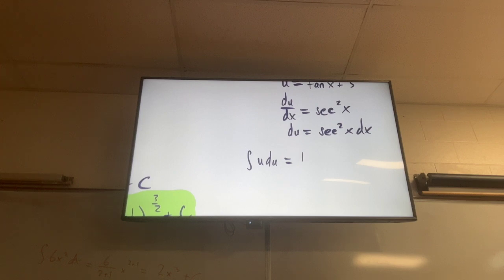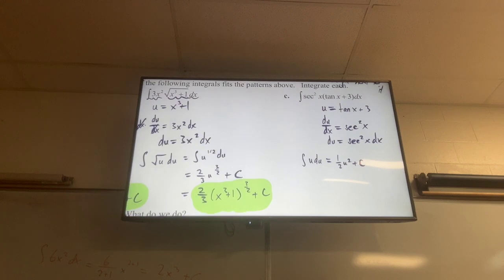If I use the reverse power rule, I get what? 1 is the derivative of u. What's the antiderivative of u? 1/2 u squared plus c. How did I just get u? This tan x plus 3 becomes just a u. And then the secant squared x and the dx become du. The 1/2 u squared is from the u.